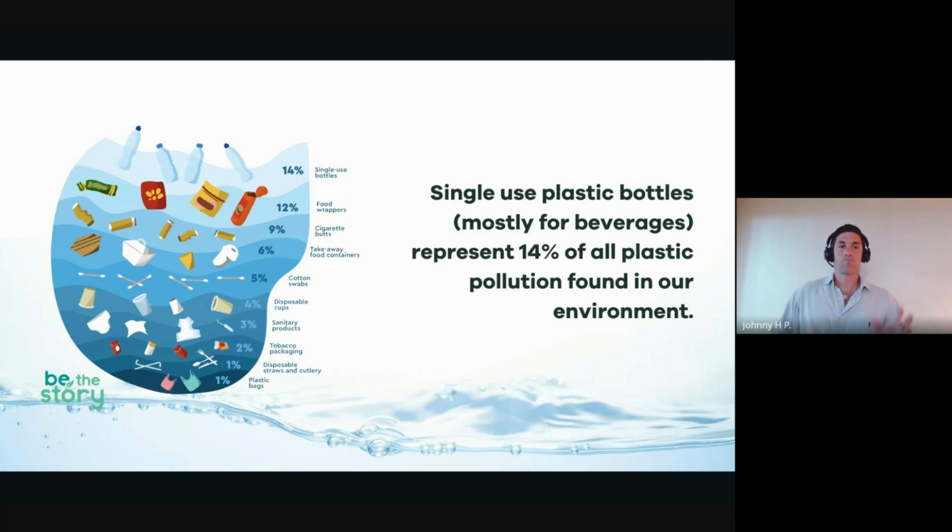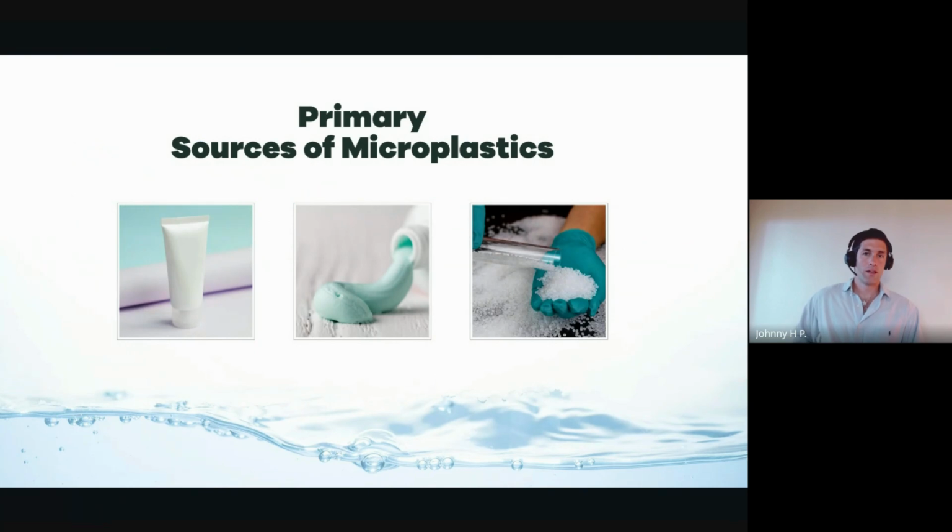Single-use plastics, like the plastics you see for beverages, bottled water, are the single most commonly found plastic in our environment. They represent about 14% of all plastic pollution. So now I'm going to zoom in a little bit more to microplastics. So we talked about plastics in general. There's a lot of them. They keep growing. They're all around the world.